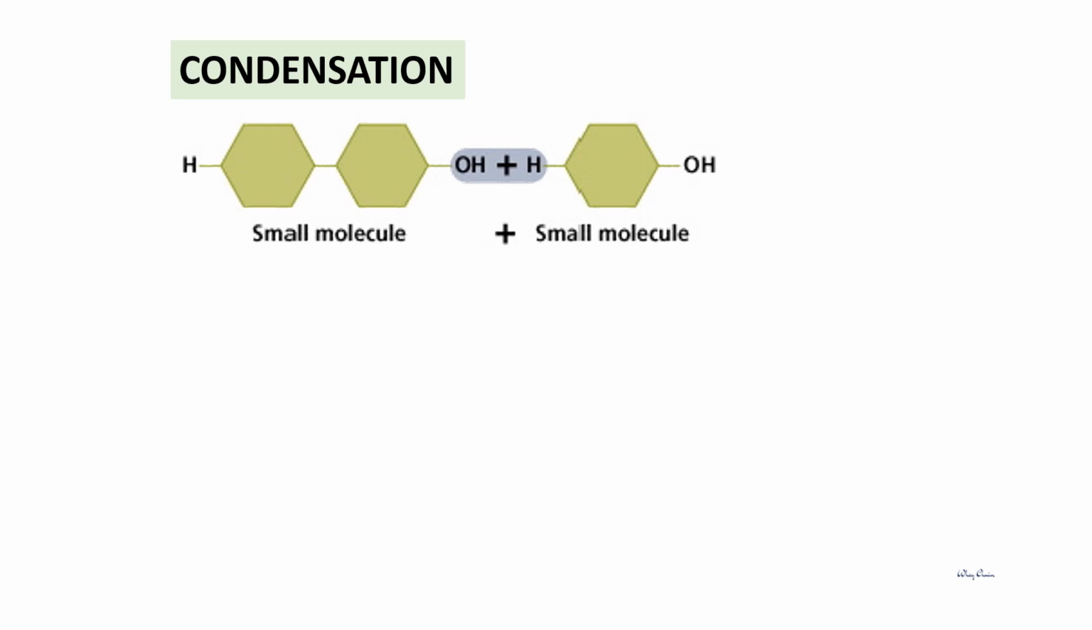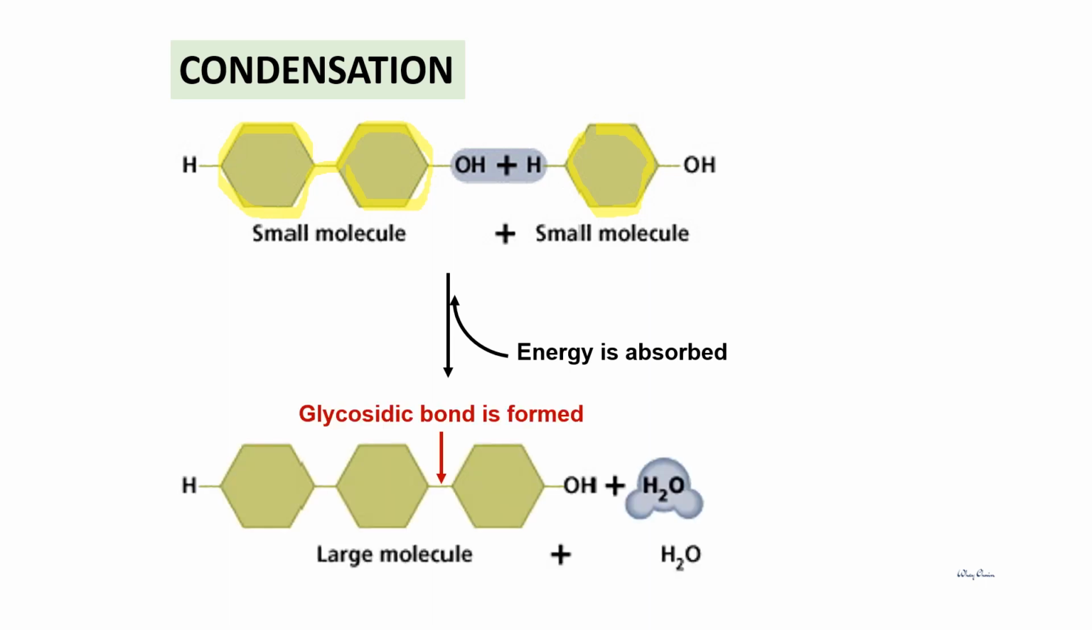So this diagram shows us the simple representation of condensation. If we have a small molecule of carbohydrate, here we have two units of sugar that are already joined by a glycosidic bond. Now they are going to join with another monosaccharide, another sugar. So what happens is an H2O will be removed from the process. And at the same time, energy will be absorbed to form a bond, which is called a glycosidic bond. So the outcome of the process is they will form a larger molecule.